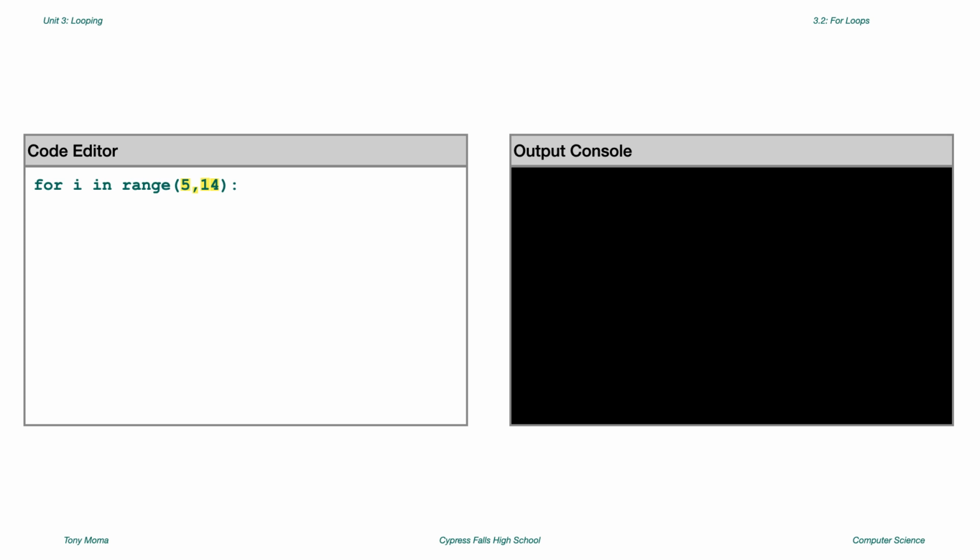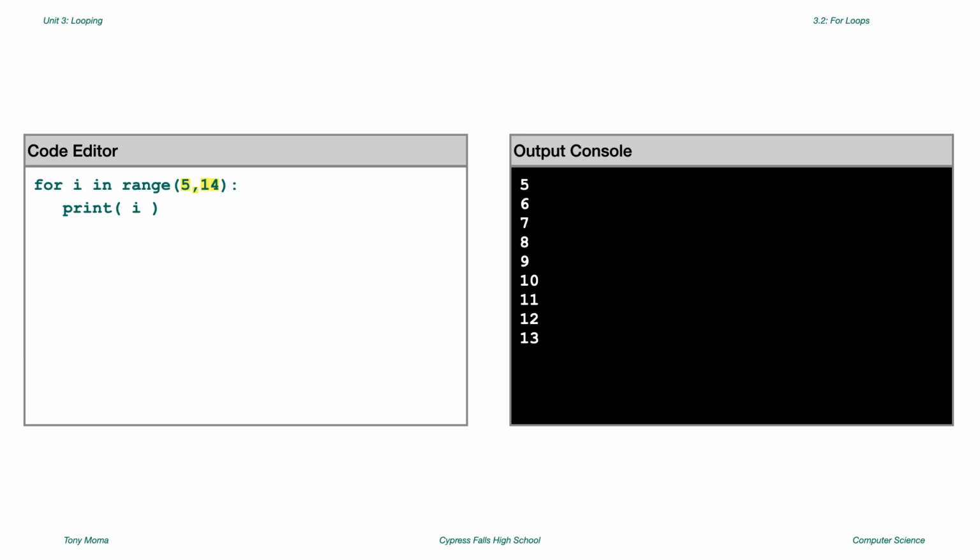Thus, in my for loop body, when I print out the variable, this will be our output, the numbers 5 through 13. Notice once again, 14 didn't get printed out. 14 never gets stored inside the variable. 14 is the stopping point.